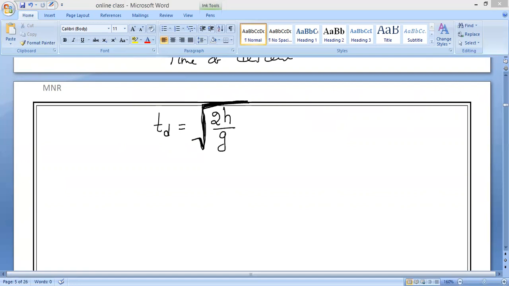Yes, Harish, please tell me. Sir, in time of ascent, why should we not take gravity as negative? No, the formula is already modified, Harish. Only after modifying the formula are we doing that. I am showing the direct formula. Do you understand? Yes, sir, we use the direct formula. Okay.